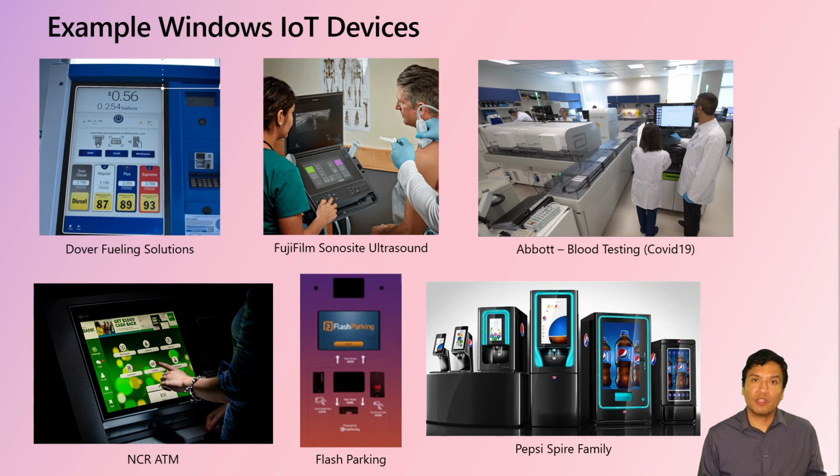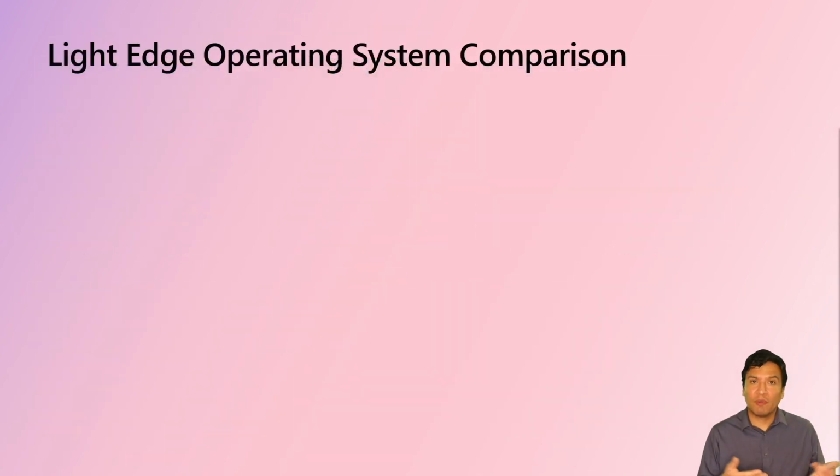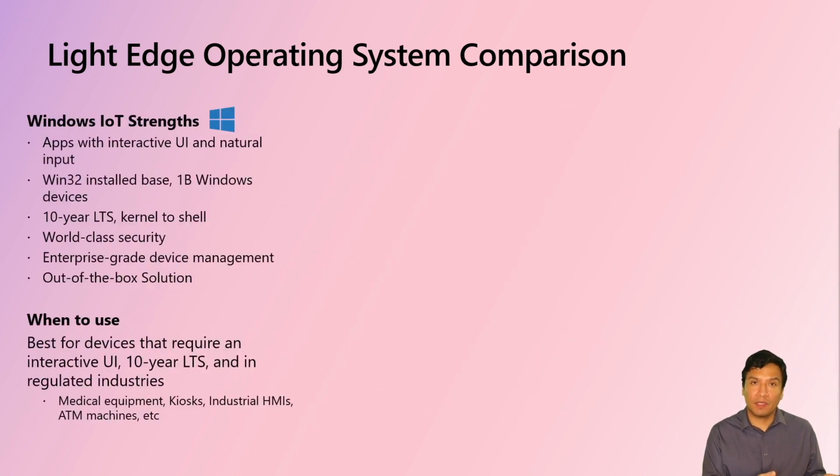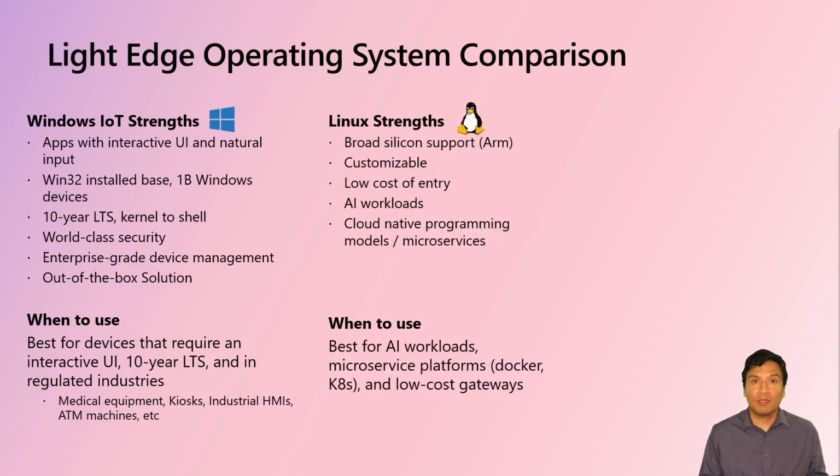But your particular choice of an operating system will depend on what you're looking for in that operating system. Let's look at some of the strengths of the operating systems currently running on the edge. On one hand, you have Windows IoT, which is a great match for heavily regulated industries where you require world-class security and enterprise-grade management to build interactive UI applications that are deployed in situations that require long-term support of up to 10 years.